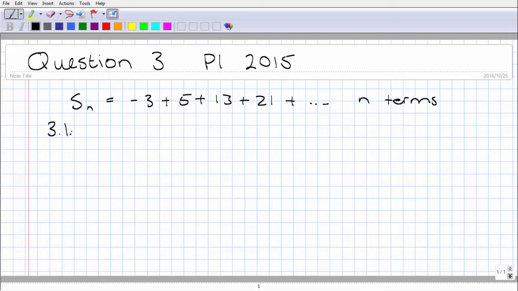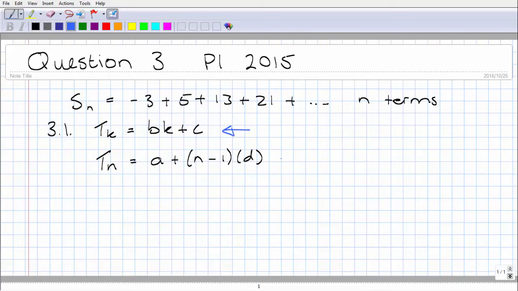Determine the general term of the series in the form of tk is equal to bk plus c. And that's a little bit weird. So normally what you have is tn is equal to a plus n minus 1 times d, right? So that's your standard form of arithmetic. We know it's arithmetic, as I mentioned. That's your standard form, and they're giving us this weird looking form over there, but that's quite simple because all we need to do is expand this.